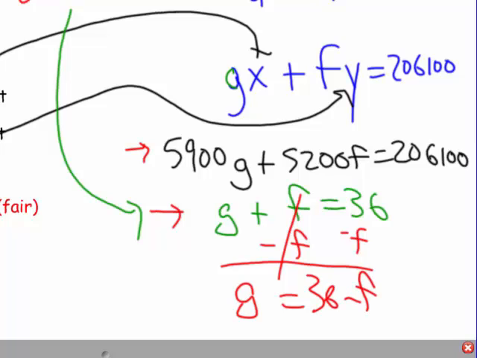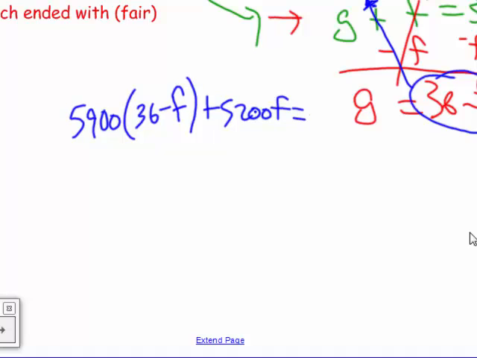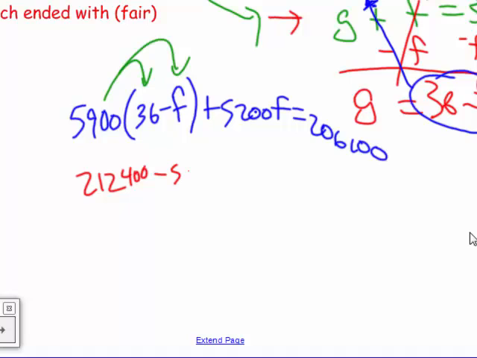Well, how does that help me? If G equals that, I can take this and plug this in for G into my first equation. Alright, so we're plugging that back in. So I got 5,900 times (36 minus F) plus 5,200F equals 206,100. And now we just got to go through our algebra and simplify. So a lot of stuff here. I got to distribute. So that gives me 212,400. And then I got 5,900F plus 5,200F.